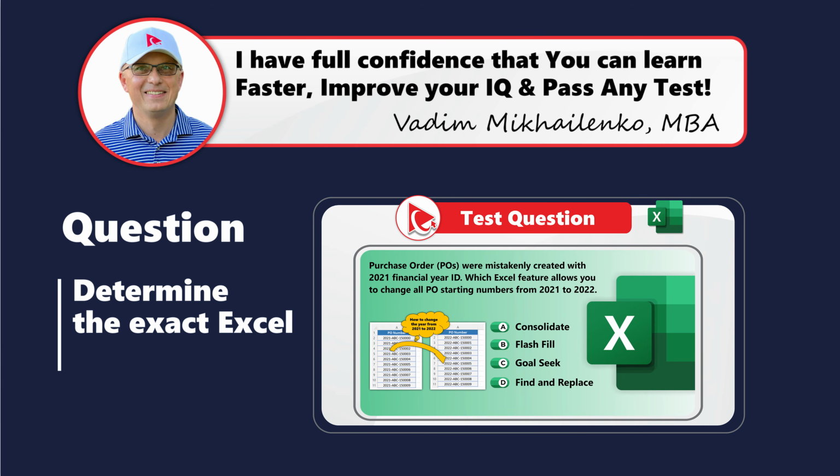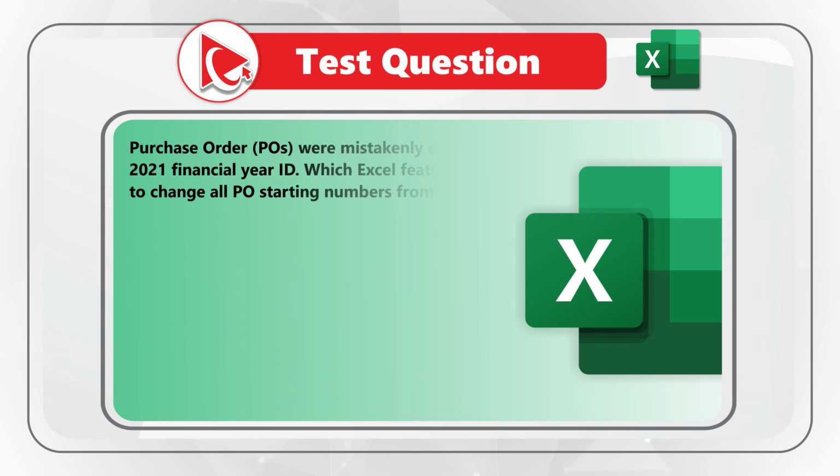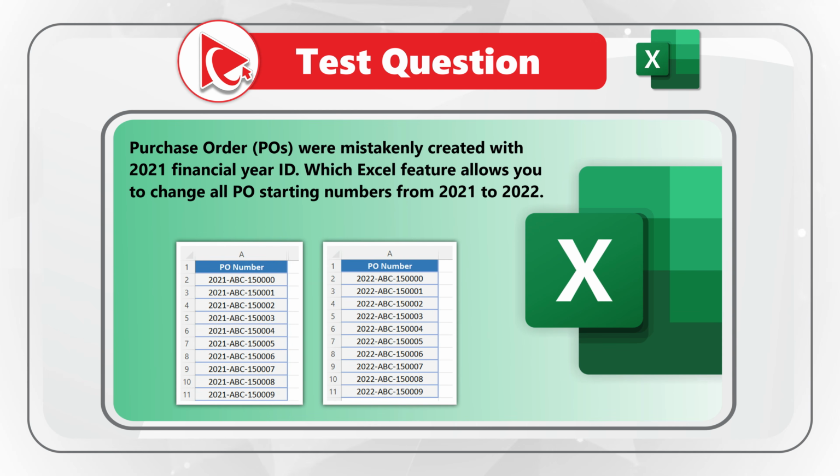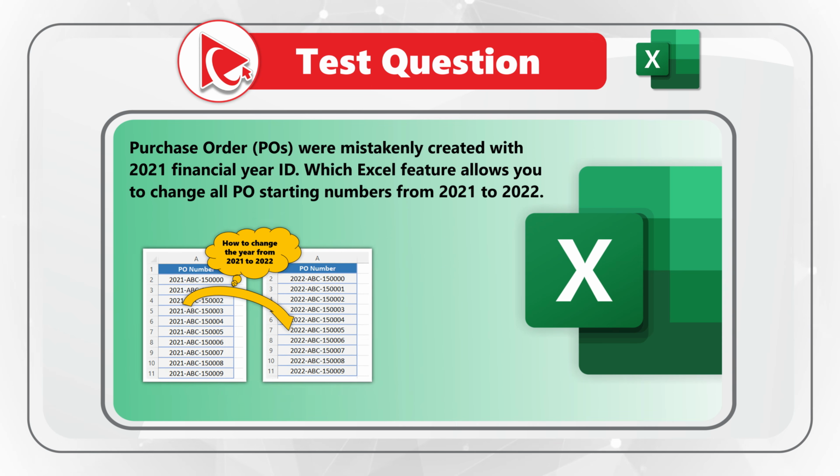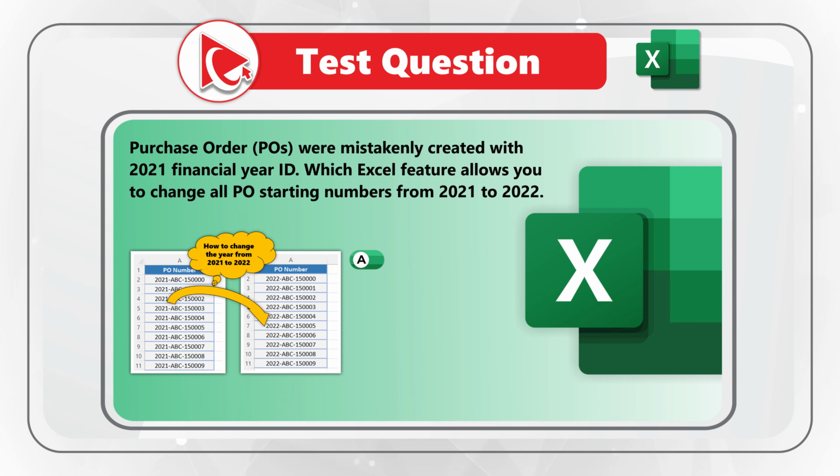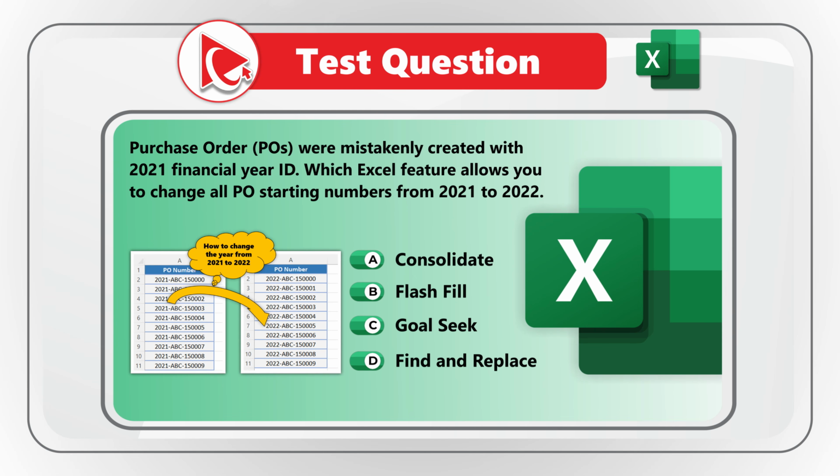Here's an amazing question to test your knowledge of Microsoft Excel features. Purchase orders, POs, were mistakenly created with 2021 financial year ID. Which Excel feature allows you to change all purchase order starting numbers from 2021 to 2022? And you have 4 different choices. Choice A, consolidate. Choice B, flash fill. Choice C, goal seek. And last but not least, choice D, find and replace.